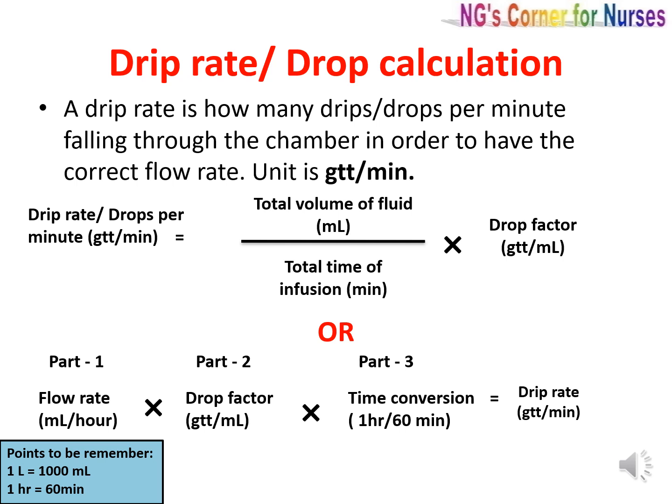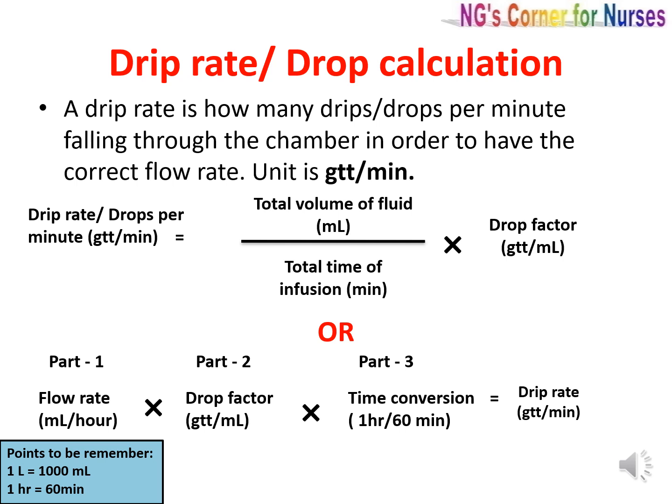Next, coming to the drip rate calculation or drop calculation. A drip rate is how many drips or how many drops per minute fall through the chamber in order to have the correct flow rate. We already learned what is flow rate. The unit of drip rate is GTT per minute or drops per minute.